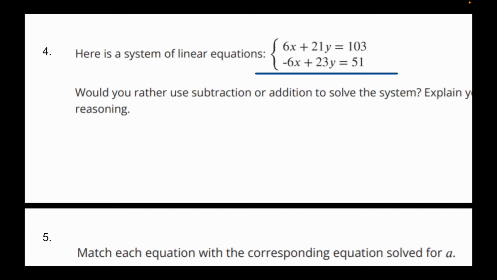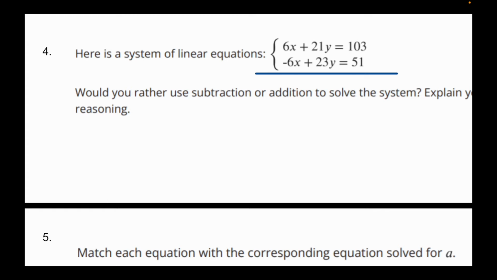If I used addition, these are both positive, they both add together. These are both positive, they both add together. And these ones, one is positive and one is negative. So when we add them together, these ones are going to cancel out. And that means my x value, or my x variable, sorry, is going to eliminate. So that would probably work best for me.